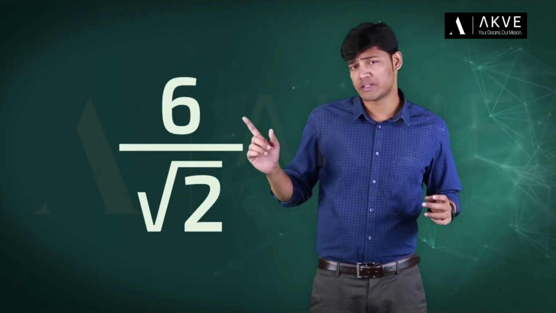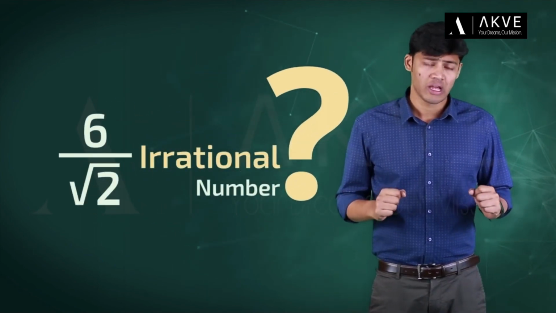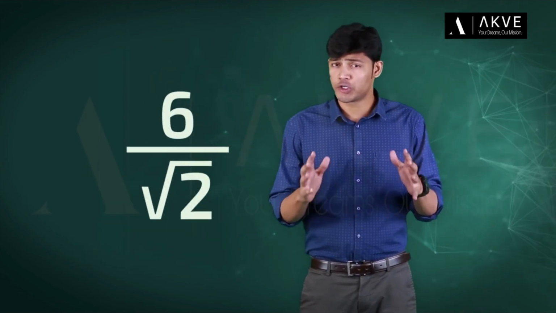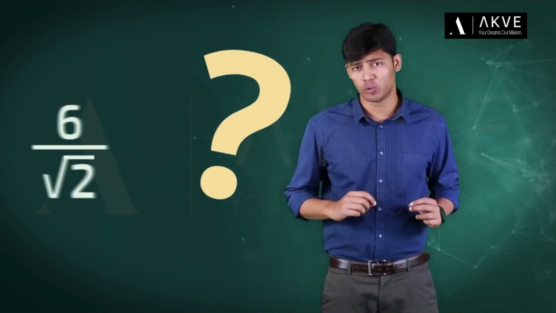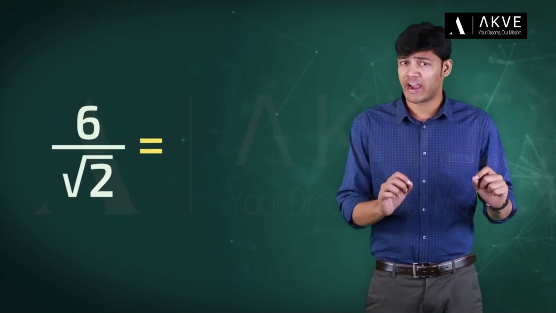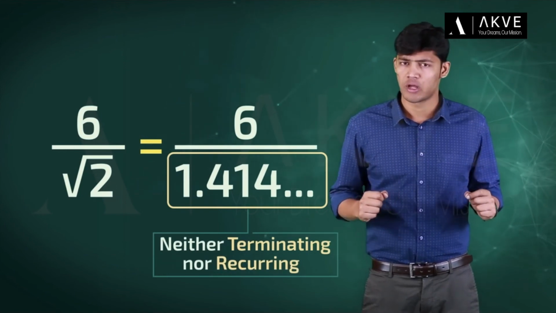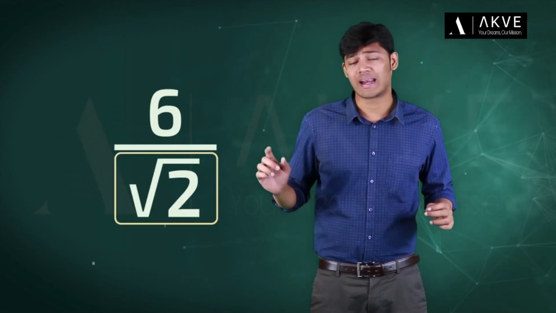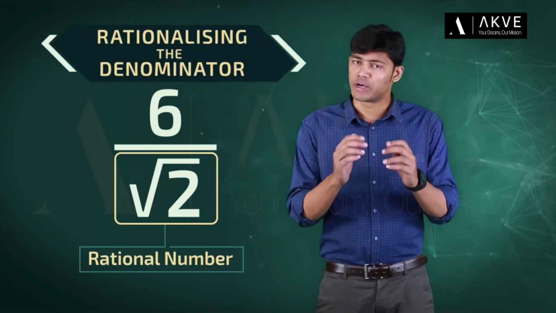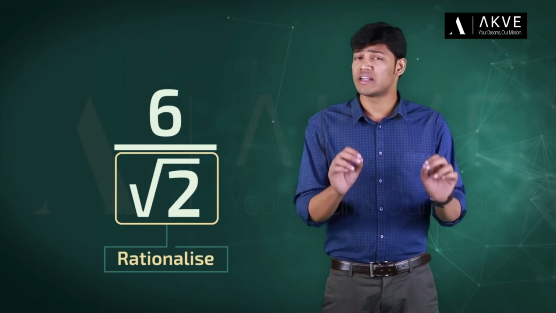Just look at this number, 6 by square root of 2, carefully. Now tell me, is this number an irrational number? If yes, how can we represent this number on the number line? We cannot say for sure whether 6 divided by square root of 2 is an irrational number or not, because it's very difficult for us to divide 6 by a number whose digits are neither terminating nor recurring. So, we will try to make the denominator a rational number, and for this, we use the process of rationalizing the denominator. So, in 6 divided by square root of 2, we have to rationalize the denominator.